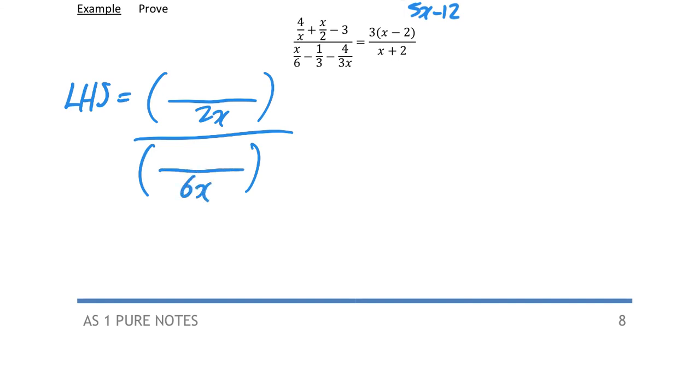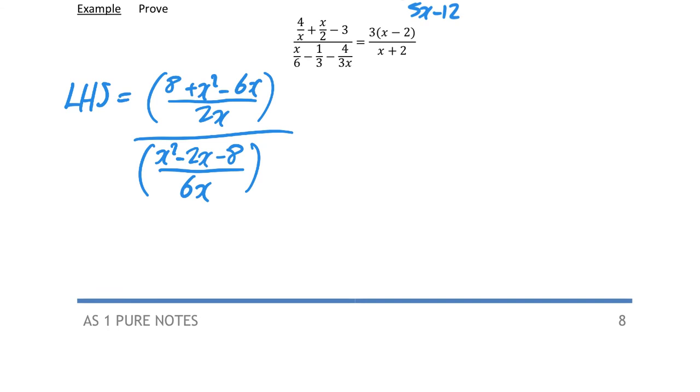So on my numerator, that's going to become 8 plus x squared minus 6x. And on my denominator, it's going to be x squared minus 2x minus 8. So look back at the previous example to get a wee bit of explanation of how that is done.